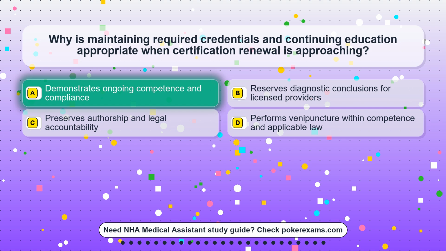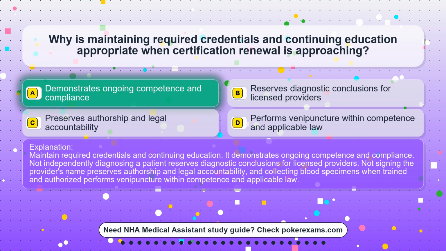The correct answer is option A. Demonstrates ongoing competence and compliance. Maintain required credentials and continuing education. It demonstrates ongoing competence and compliance. Not independently diagnosing a patient reserves diagnostic conclusions for licensed providers. Not signing the provider's name preserves authorship and legal accountability. And collecting blood specimens when trained and authorized performs venipuncture within competence and applicable law.